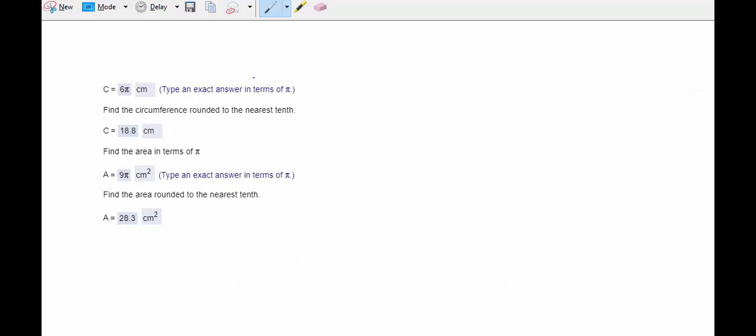So the answer to this problem is the circumference equal to 6 pi centimeters if the answer is in terms of pi, and C equal to 18.8 centimeters if we round the answer to the nearest tenth. Then the area is 9 pi square centimeters, and that is the exact answer in terms of pi. And 28.3 square centimeters, that's the answer when it's rounded to the nearest tenth.